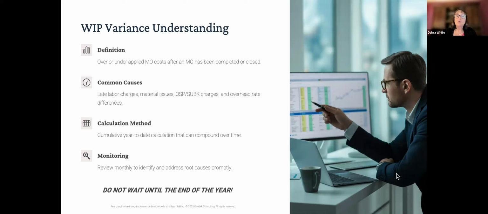But again, there's a really nice report. It's going to give you all the work orders and it's going to tell you what your overhead variances or your WIP variances are based on labor, material, OSP, miscellaneous one, miscellaneous two, and your indirects. So you want to look at that report and keep an eye on what's going on with that.